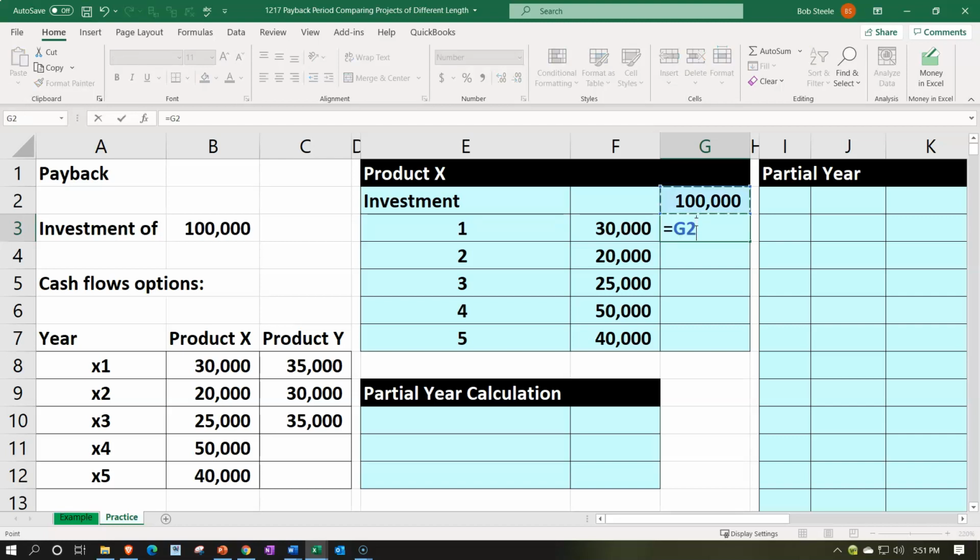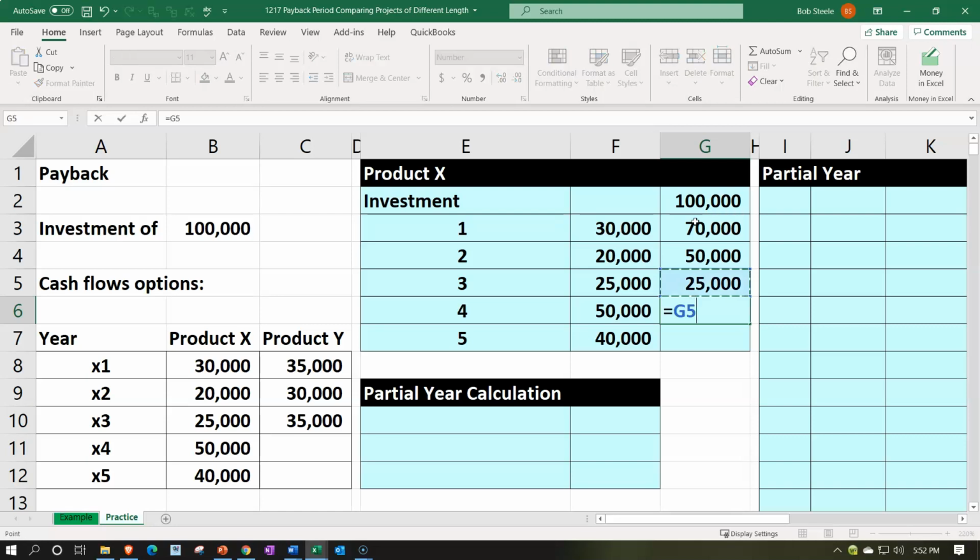So this will be equal to the 100,000 minus the 30,000. After year 1, we still have 70,000 that we need to cover. So this is going to be equal to 70,000 minus what we expect to get in year 2, 20,000, leaving us with 50,000 of the original 100,000 that we still have not recovered. Year 3, we've got the 50,000 minus the 25,000. That gets us to the 25,000 that we still have not yet recovered.